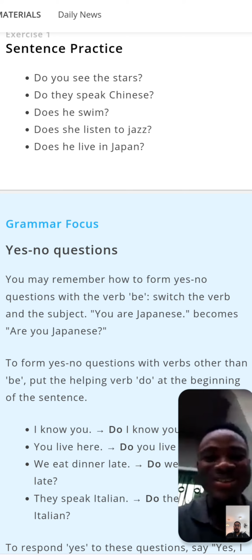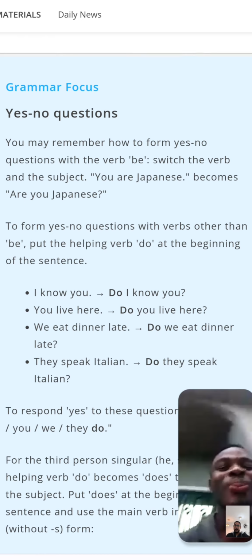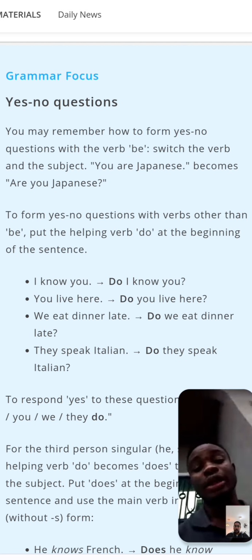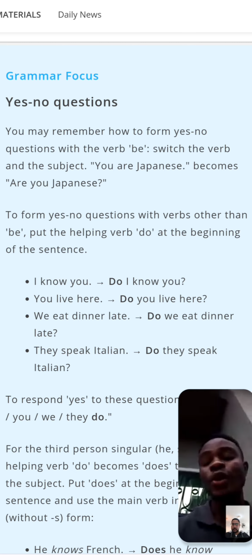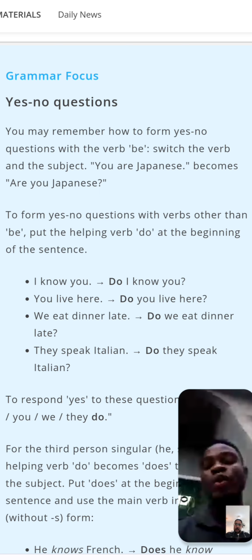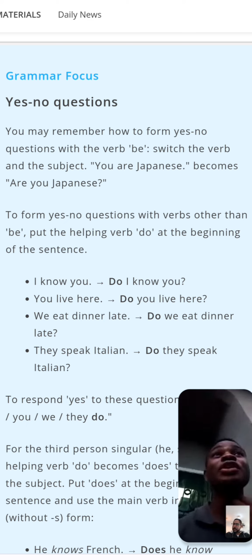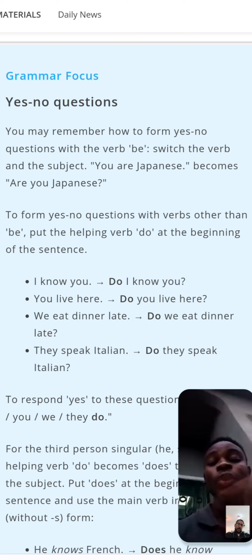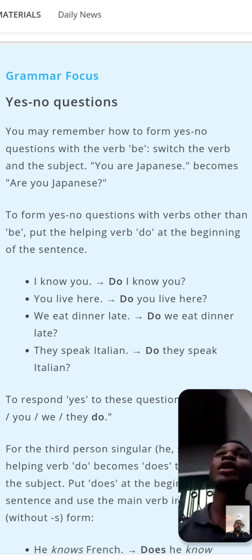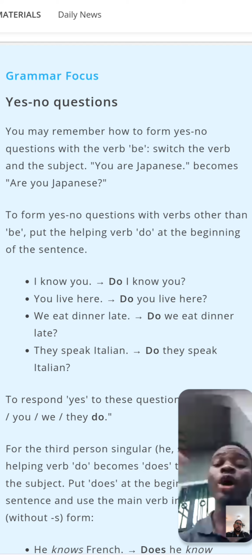All right, now we go into the grammar focus, and we're going to be looking at how to form questions in English, in the present simple. Our focus is going to be on yes/no questions. Yes/no questions are simply the basic questions we ask people, those questions that require people to answer yes or no. They are otherwise known as close-ended questions, because they just require you to give the person a yes or a no.